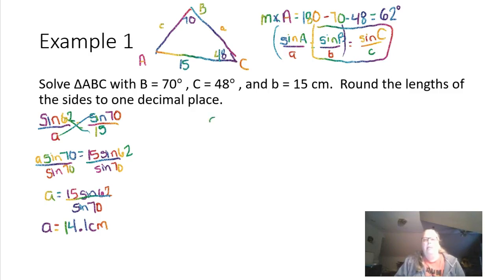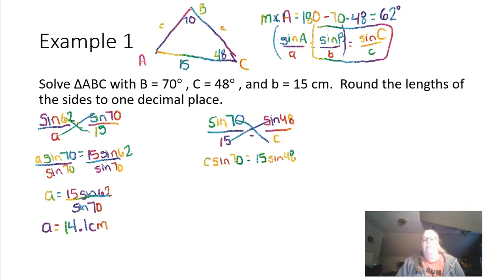We're going to have the sine of 70 over side B, which is 15, equal to the sine of 48 degrees divided by side C. This is what we're looking for. And again, I have a proportion, so I would cross multiply to solve this. On the left, we'll have C times the sine of 70. On the right, we'll have 15 times the sine of 48.